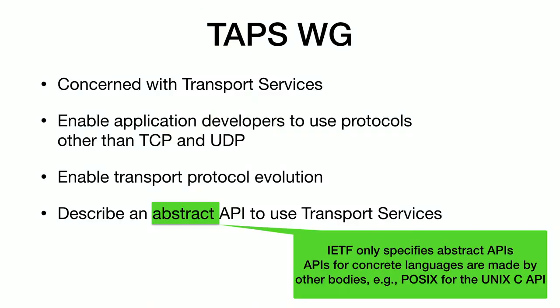And there's a really, really tight separation of concerns on what the IETF specifies in terms of protocols. The IETF specifies abstract protocols. So basically, what primitives are there? What are the basic interactions? And APIs for concrete languages are usually made by their own standard bodies. For example, if you look at the Unix C API, it's done by POSIX.